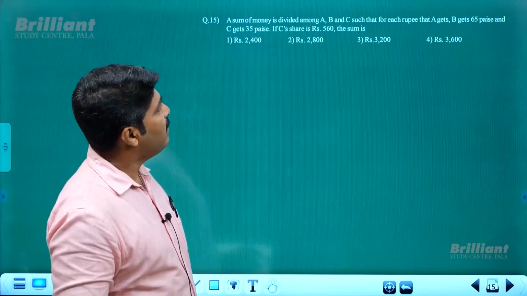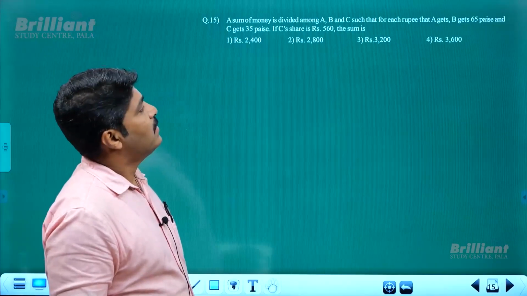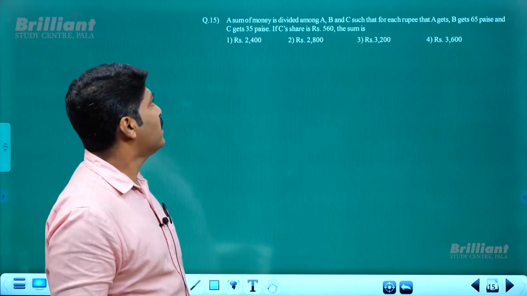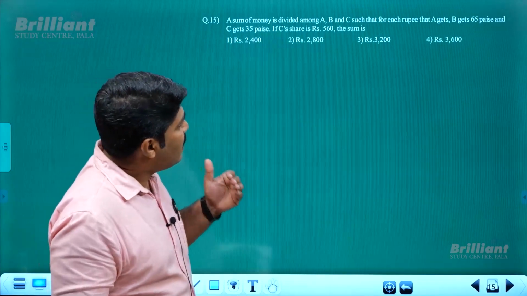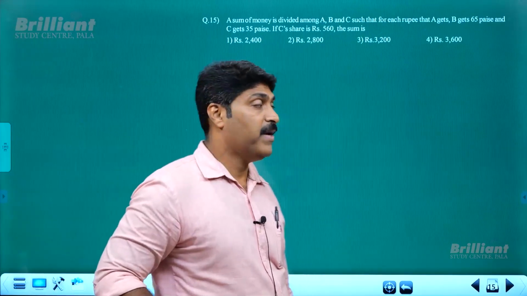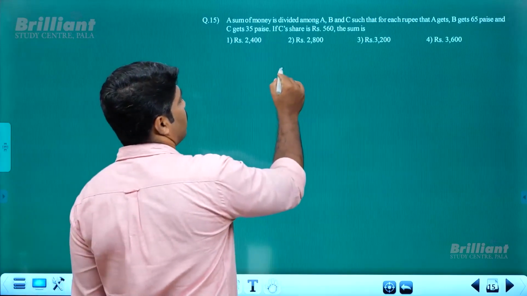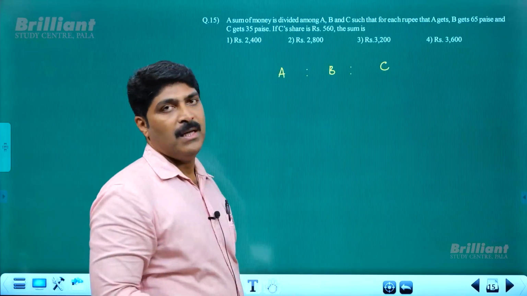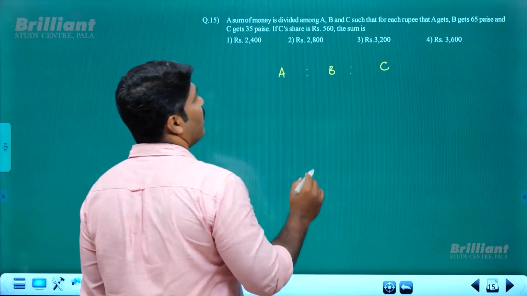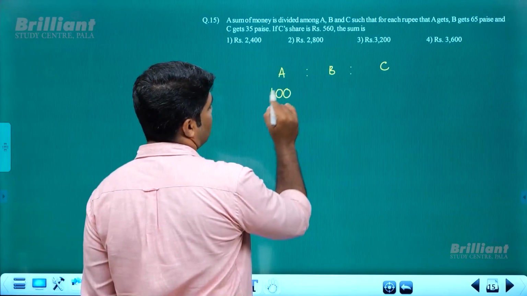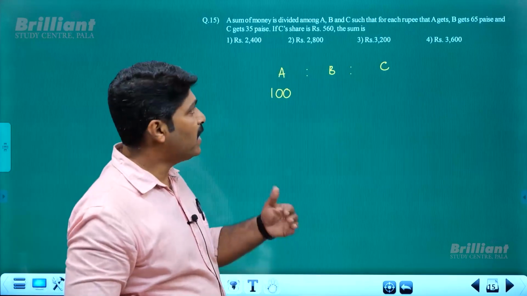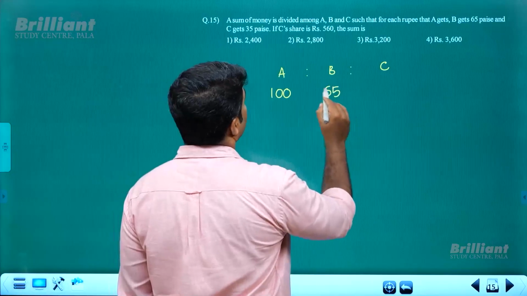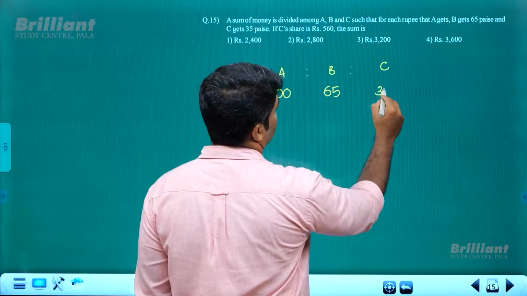A sum of money is divided among A, B, C such that for each rupee that A gets, B gets 65 paise and C gets 35 paise. If C's share is 560, the total sum is what we have to find out. So it's a ratio-wise approach. We consider the ratio of the amount distribution among A, B, and C. When A gets 1 rupee, that is the same as 100 paise, because the rest of the two quantities are given in paise. B gets 65 paise and C gets 35 paise.